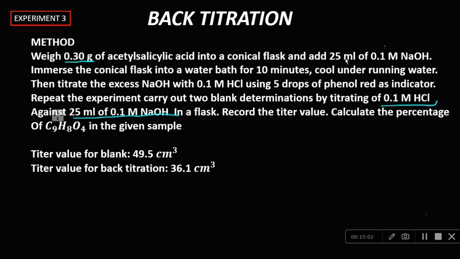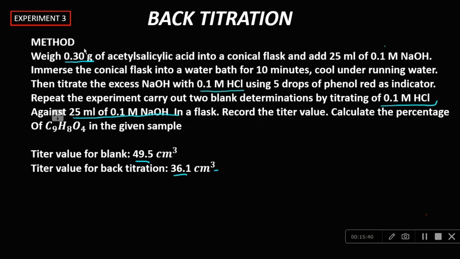While in the main experiment, you have 0.3 gram of acetylsalicylic acid in a conical flask, add 25 ml of 0.1 molar sodium hydroxide, immerse the conical flask into a water bath for 10 minutes, cool under running water, then titrate the excess sodium hydroxide with 0.1 molar HCl using 5 drops of indicator. So you are going to have two titration, the one for the blank and the one for what? This one. Now, the titer values we have are this. That of the blank is 49.5. Is that okay? And then that for the back titration is what? 36.1. When we talk about the back titration, is the one that contains the main ingredient you are titrating for.